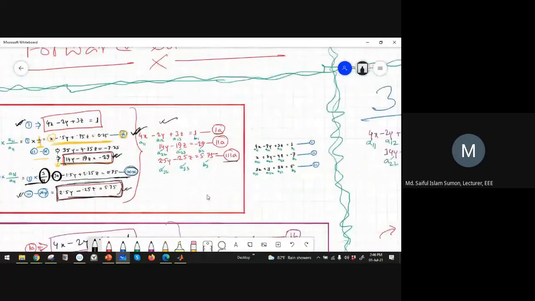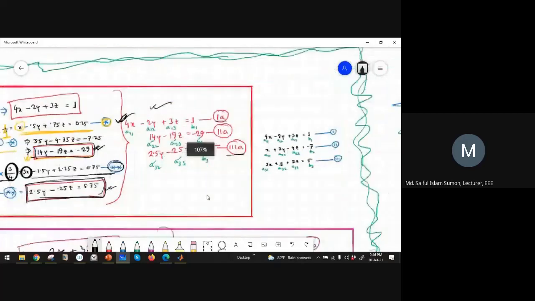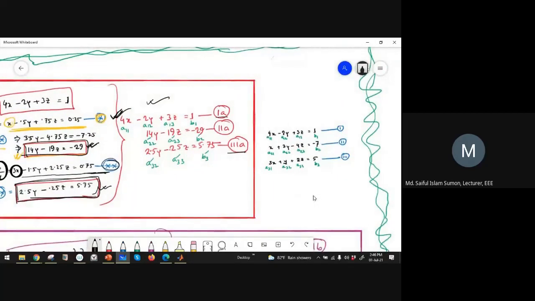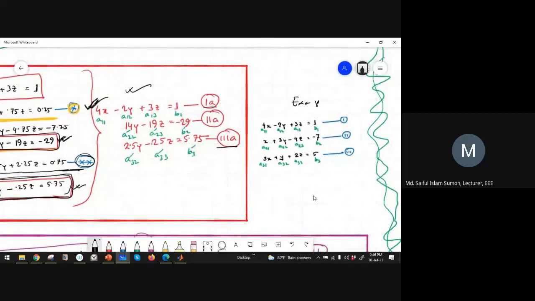So you can see that in the example previously, these were the three equations. After the first manipulation, I am again going to get three equations. Here you can see this is a11, a12, a13, b1. It was a21, a22, that means the coefficient a23, b2.